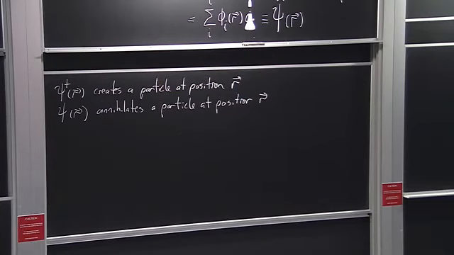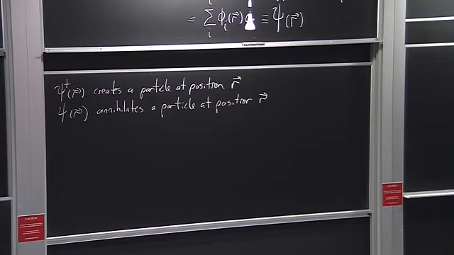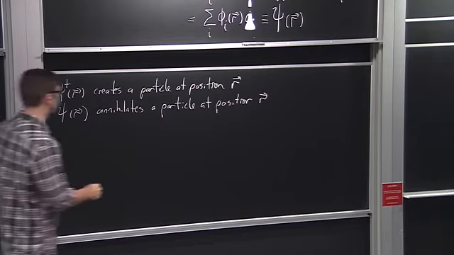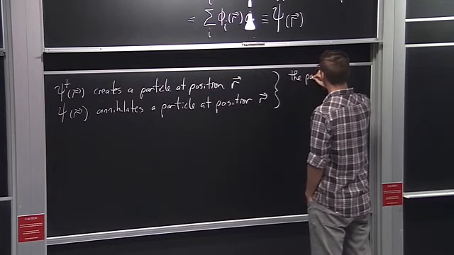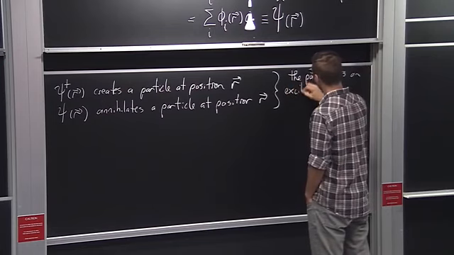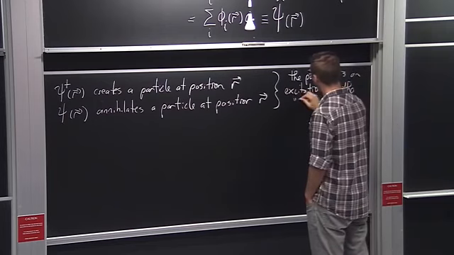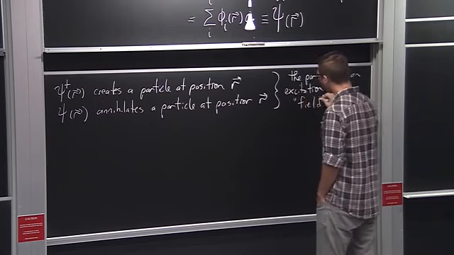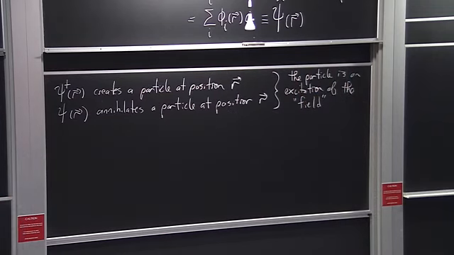And so they're called field operators because what you're doing is using them to define a field theory. And the particle is just an excitation of the field. Okay, so writing these field operators is, in some sense, the first step to defining a field theory.